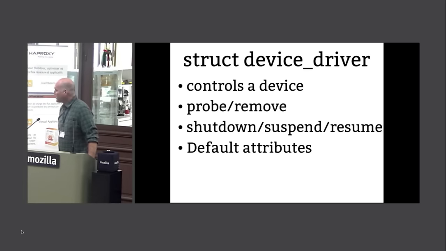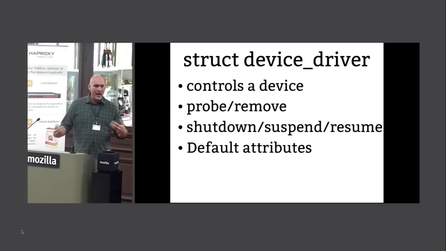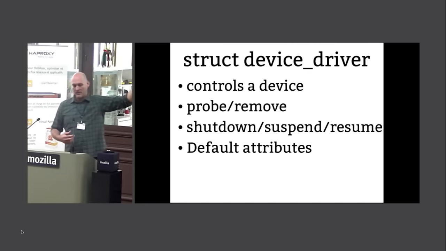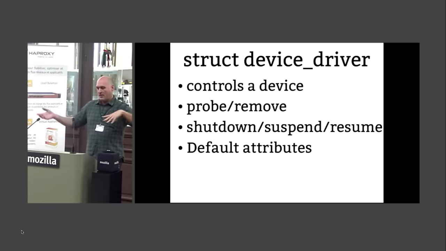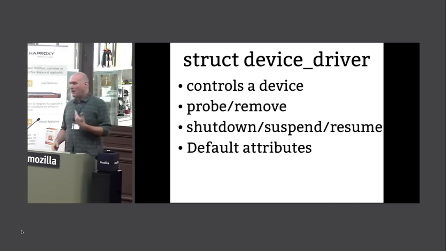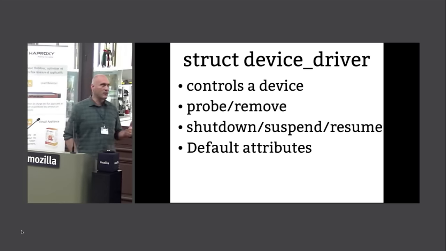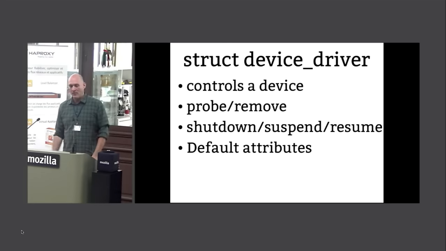And then we get into fun things like drivers. So drivers actually control a device. You write a driver of a specific bus type, which will wrap the core device driver type. It handles the probe, remove, suspend, all the power management, and default attributes. A driver can handle default attributes depending on its type. So USB drivers all end up with the same type of attributes, same type of devices. This is how that works out. So buses will end up wrapping this type of stuff.